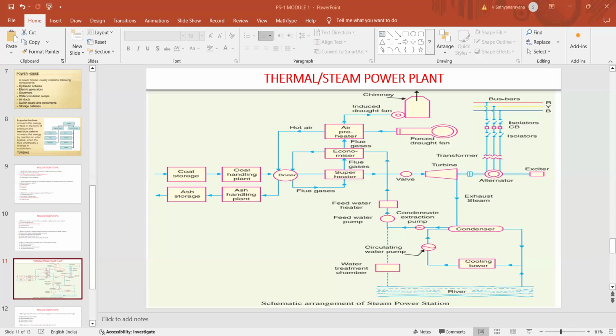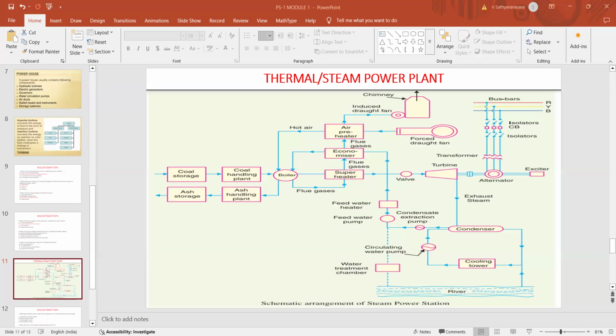Understood? The process of the thermal power station? Yes, sir. Very simple process, you just need to understand how the process is started and how the process is going to be ended. What are the major components in it? Anyone having any doubts?